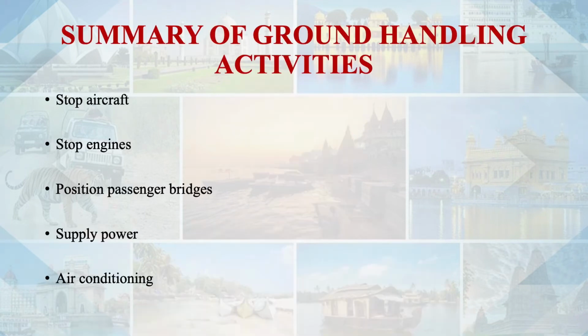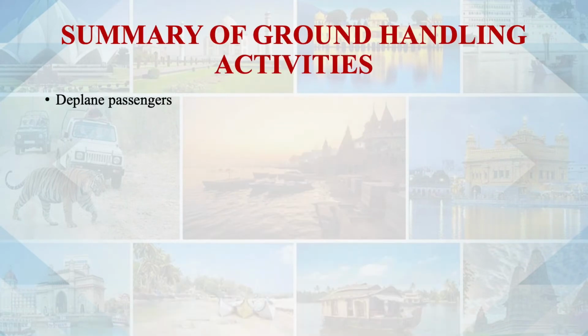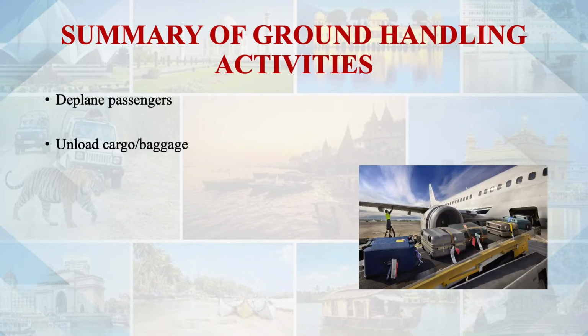The passenger deplaning is an important activity. Then the cargo and baggage have to be unloaded. So there will be vehicles and other things waiting for that. Once it has landed, once it is parked, they will open the bulk area where the cargo and the baggage is stored, and everything that is supposed to be offloaded, they'll take it out, they'll keep it in the vehicle, and the vehicle will move to the terminal area wherever it is supposed to be transported to.